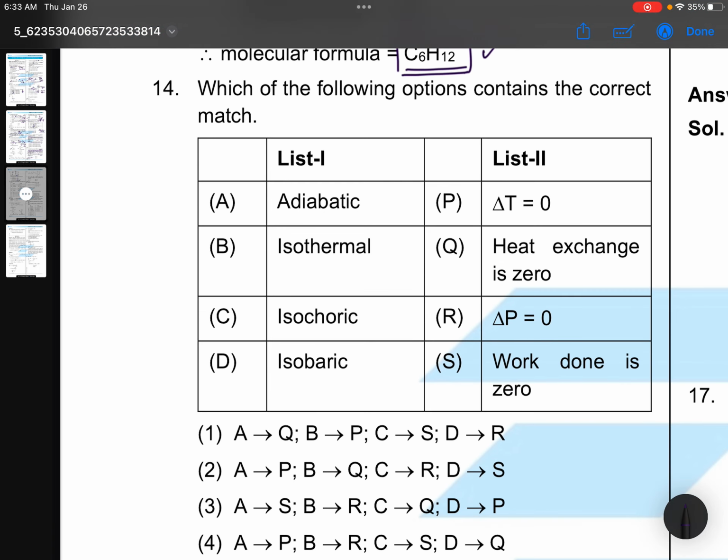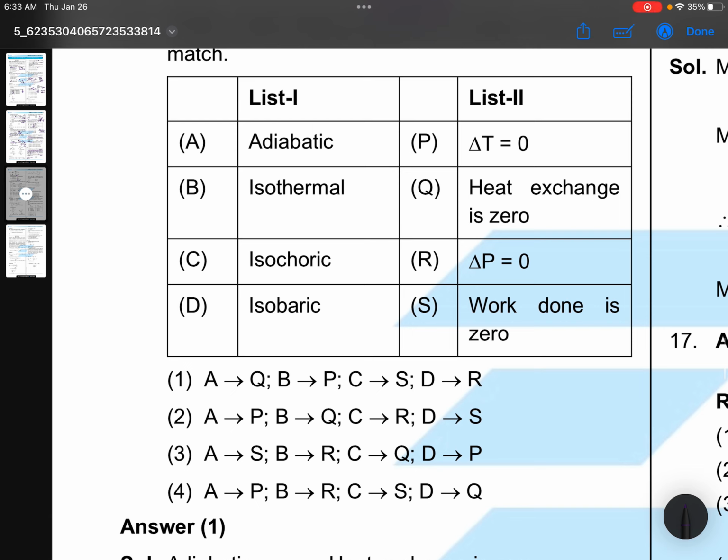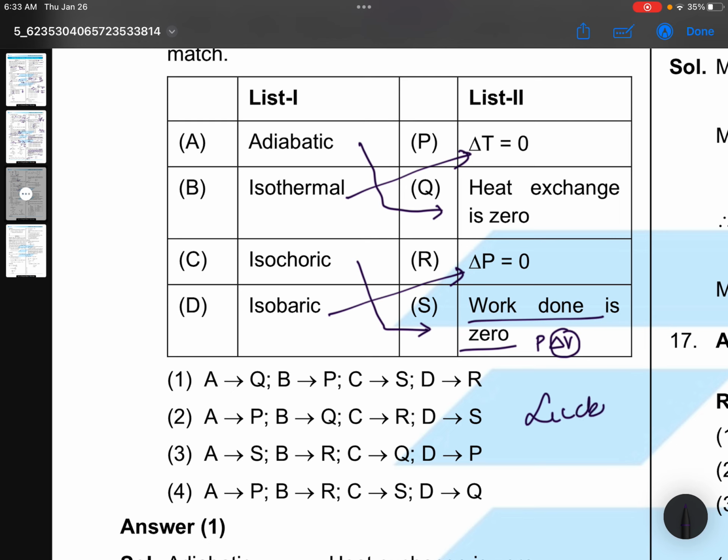Which of the following options contains the correct match? Very, very easy. Adiabatic, no heat is taken from outside. Heat exchange is 0. Isothermal, delta T is equal to 0. Isochoric, delta V is equal to 0. P delta V, delta V is equal to 0 means work done is 0. Isobaric, delta P is equal to 0. Very lucky you people are. Because thermodynamics, if you are getting this question, means really lucky. First day your teacher will teach all the terms, in that these terms will come.